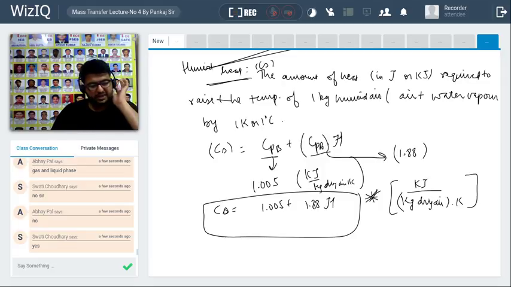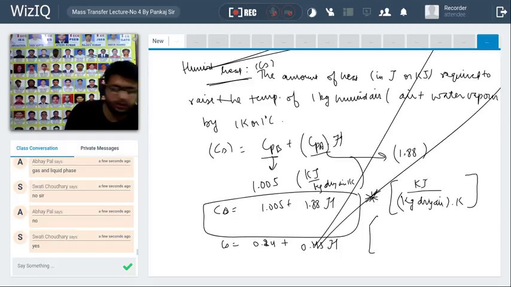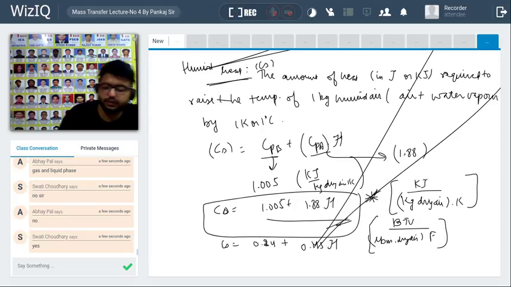Now, in terms of BTU or FPS units, known as the English units, it is equal to 0.24 plus 0.45 times H. Units are in terms of BTU per pound of dry air into degree Fahrenheit. You need to remember only this formula: 1.005 plus 1.88 into H.